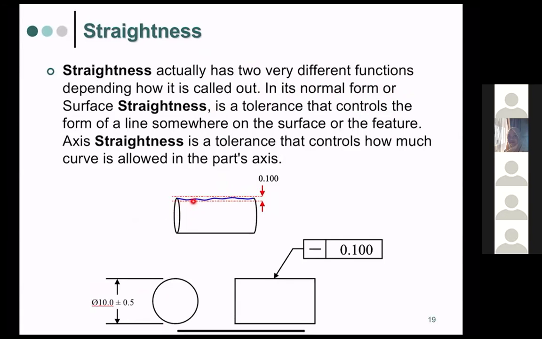Form a line somewhere on the surface feature. So if, for example, if this is the real... Question from Aska. Okay, Aska, do you want to ask a question, please? Yes, I have a question about the previous slide.